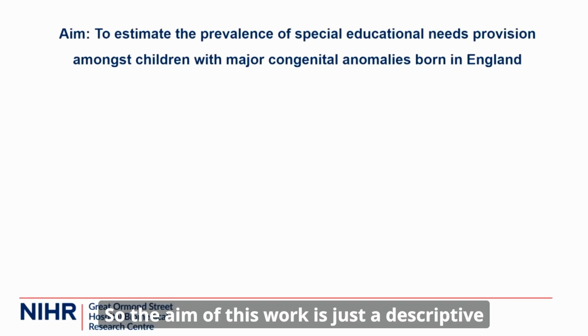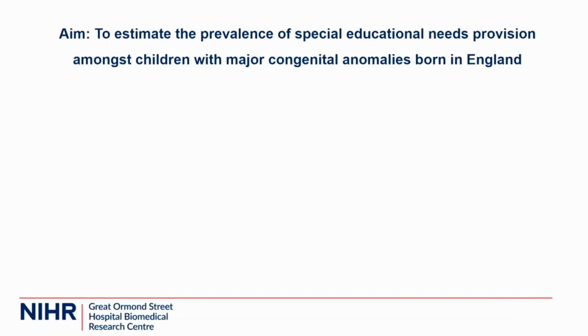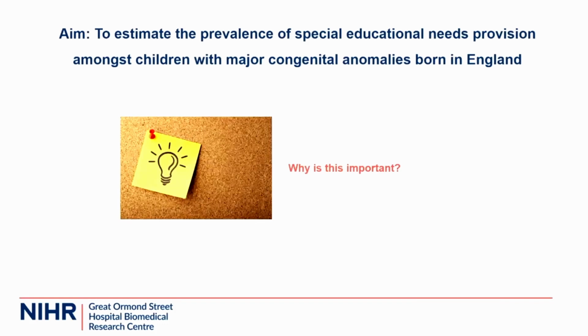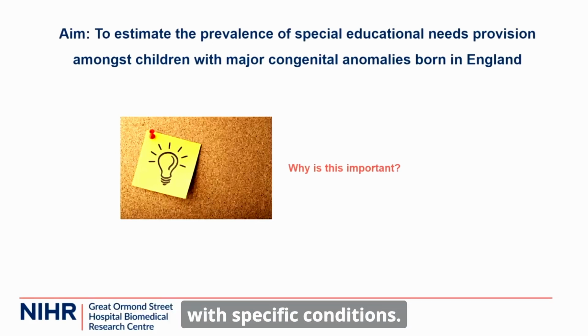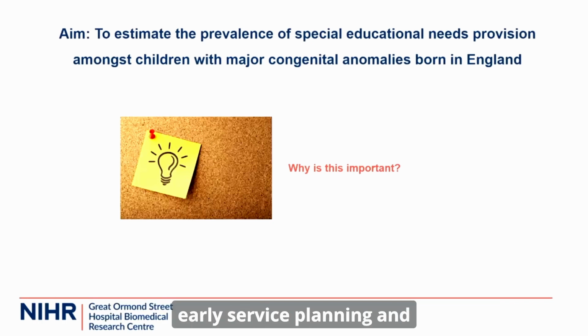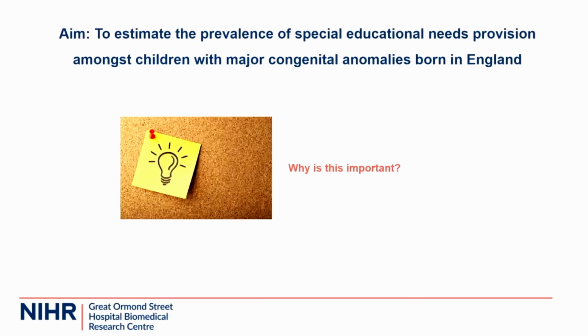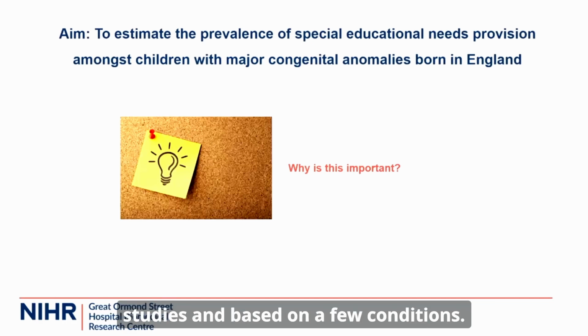So the aim of this work is just a descriptive study to estimate the prevalence of special educational needs provision amongst children with major congenital anomalies born in England. So why is this important? Well, families and clinicians want prognostic information about children with specific conditions, and this type of information can be used for early service planning and for evaluating delivery too. To date, evidence has been limited to regional studies and based on a few conditions. So we've not been able to look at a multitude of conditions in this way.